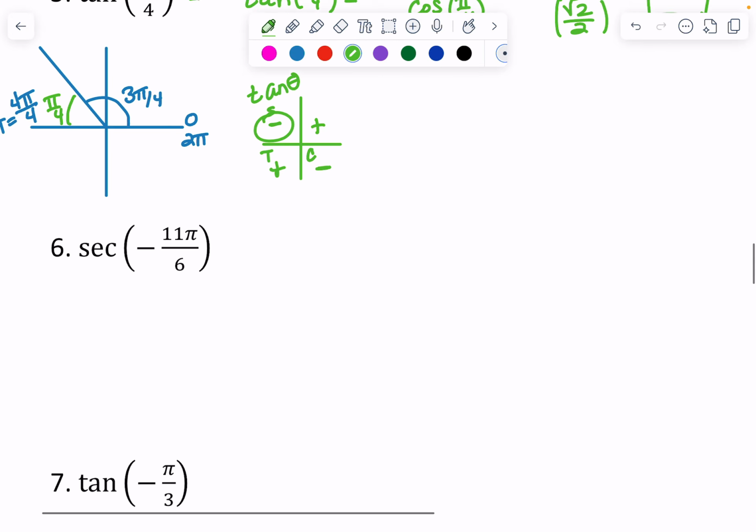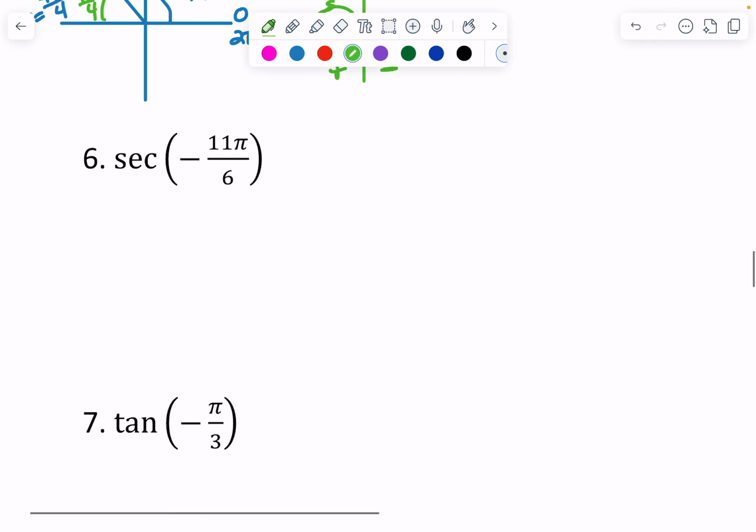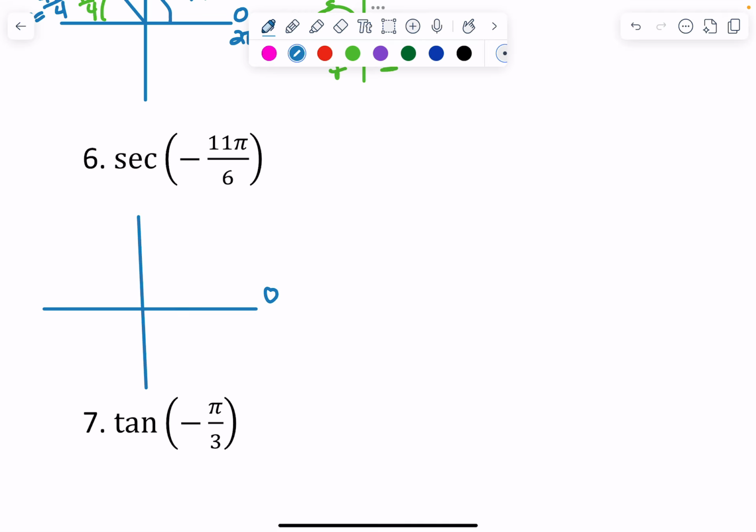Let's take a look at a secant. I have a secant of a negative 11 pi over 6. So let's again draw out this 11 pi over 6. I'm going to try and remember I'm a secant. So again, I'm going to do my 0 here. I'm going to go backwards around. So I'm going to make this a negative pi right here. That's going to be a negative 6 pi over 6.